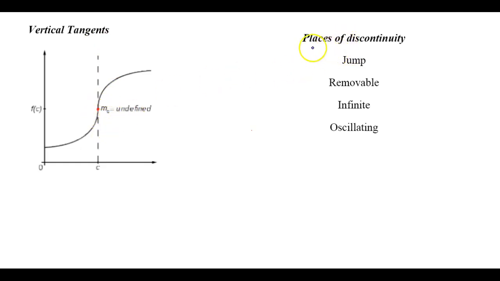And then finally, at places of discontinuity. If we remember, differentiability implies continuity. And wherever you're discontinuous, you are also non-differentiable. So at any place of discontinuity, and remember those are jump, removable, infinite, and oscillating discontinuities, I would also not be differentiable at that location. So those are all the different ways that I can fail to be a differentiable function.